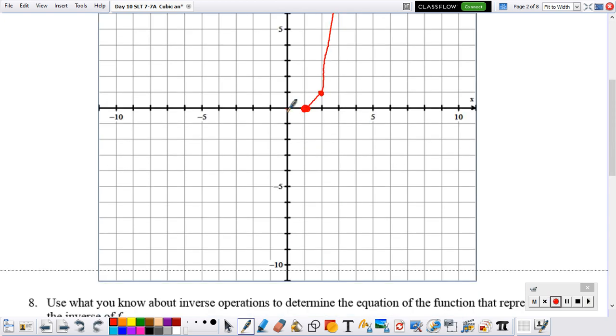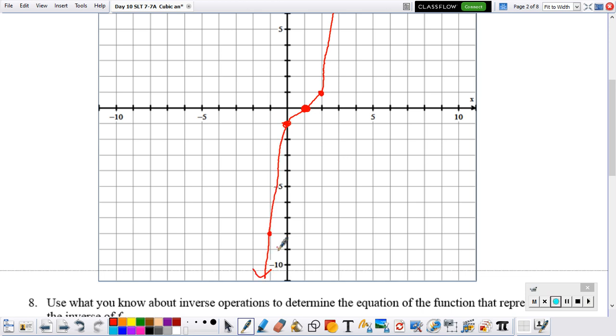And 0 minus 1 is negative 1, cubed is negative 1. Negative 1 minus 1 is negative 2, cubed is negative 8. And then again, when we get to 2, we'd have the problem of 3 cubed. That's too big. And so here's our function.